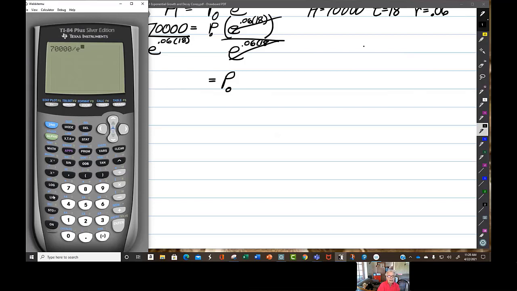Second ln. We'll find out. 0.06 times 18. Since both of these numbers are up in that box that was up there, I don't need to worry about other parentheses. However, for the older operating system, remember you've got a parenthesis over here that you need to close. All right, let's hit enter.